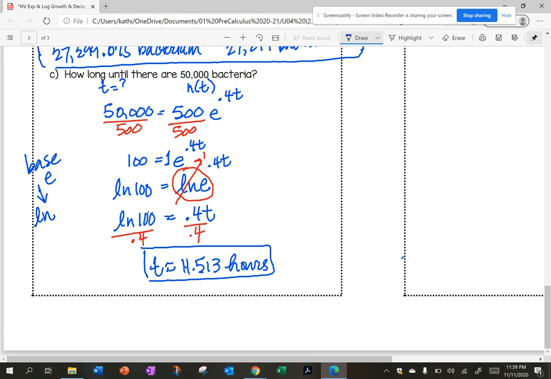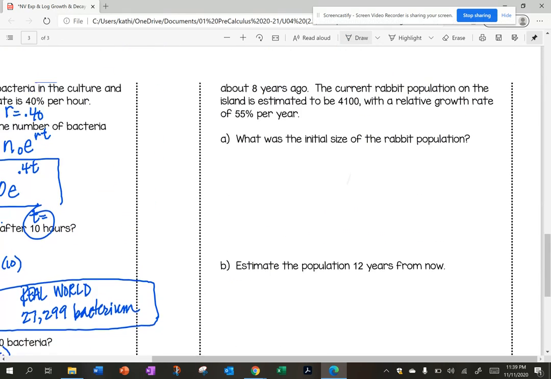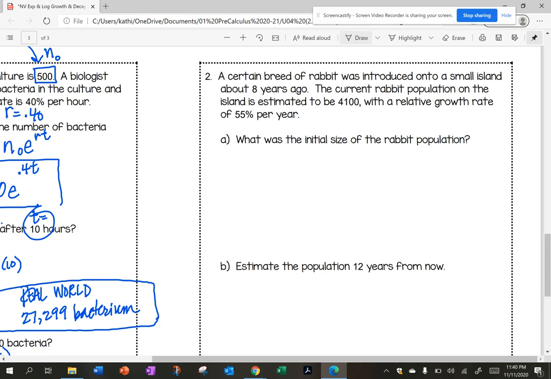All right, let's try one more. I don't have too many of these to practice. We've been working on pretty many of these. A certain breed of rabbit was introduced into a small island about 8 years ago. The current rabbit population on the island is estimated to be 4,100 with a relative growth rate of 55% per year. What is the initial size of the rabbit population?